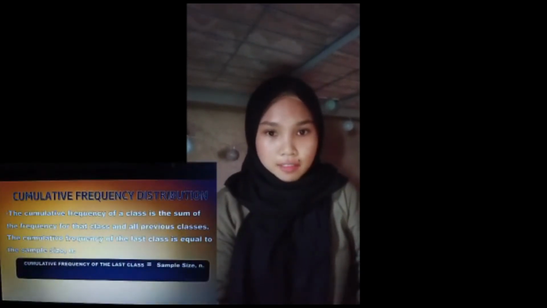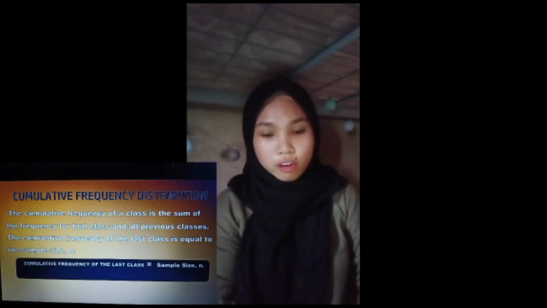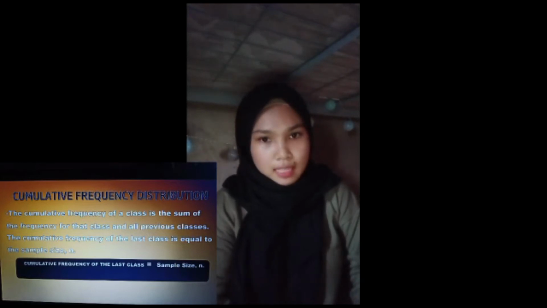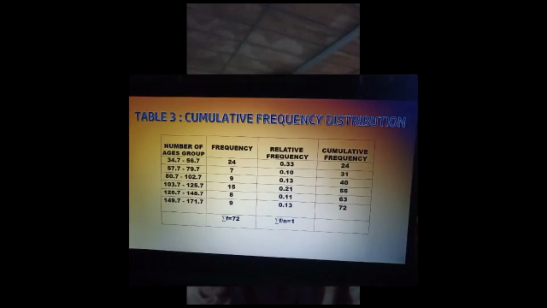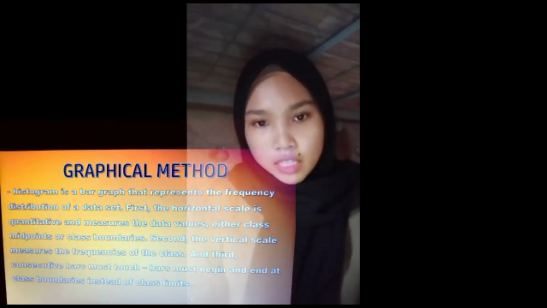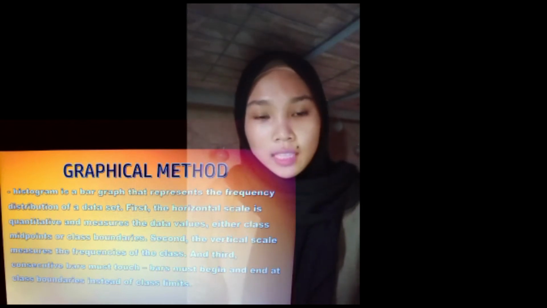Okay, the third is about cumulative frequency distribution. The cumulative frequency of a class is the sum of the frequency for that class and all previous classes. The cumulative frequency of the last class is equal to the sample size n. So we get the cumulative frequency as table 3. Okay, next about graph method. In this assignment, we choose two graphs. First, graph histogram. A histogram is a bar graph that represents the frequency distribution of a data set.